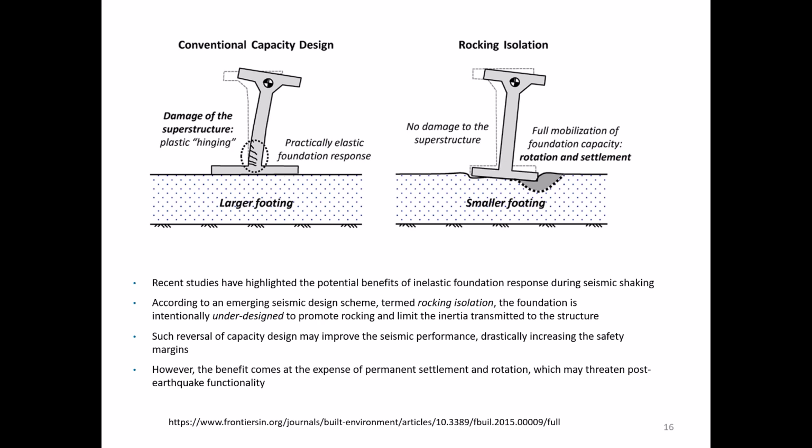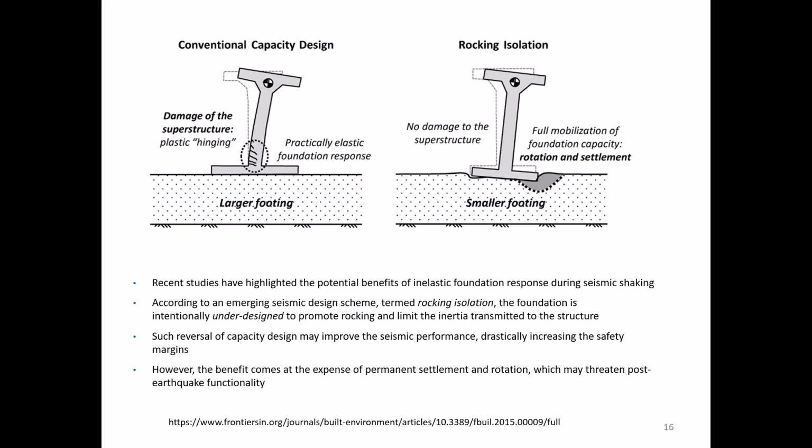So on the left, we have what's called a conventional capacity design. This looks like it could be some type of a tower or some kind of column. But anyways, regardless, we have this vertical section, and we have a plastic hinge, and there's some cracking going on. So a plastic hinge, practically elastic foundation response, and it's on a larger footing.